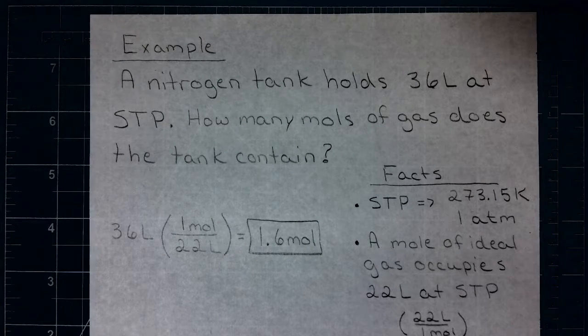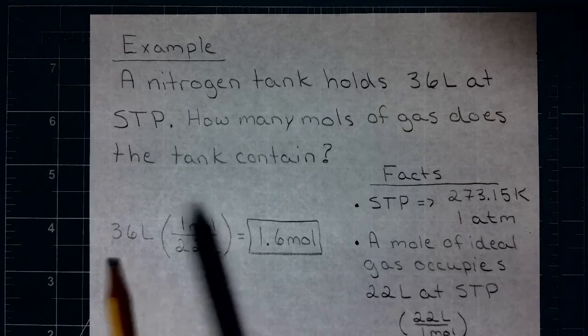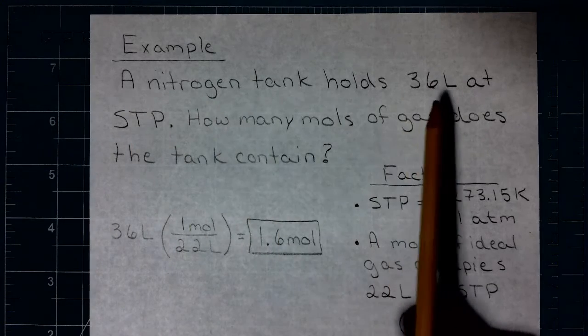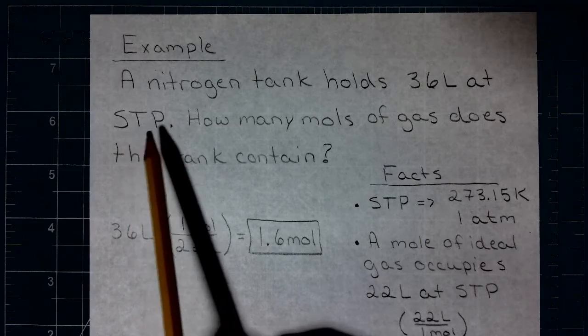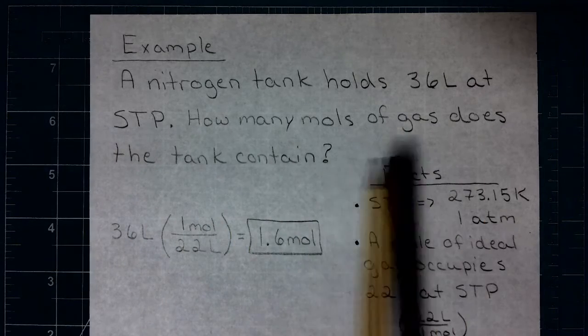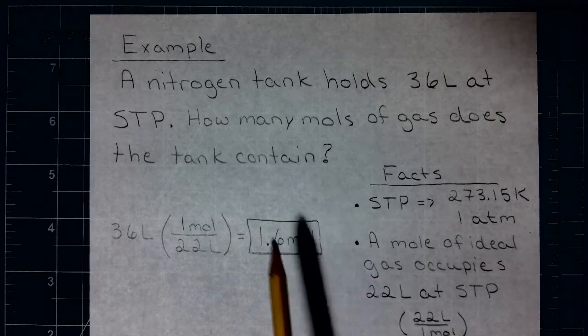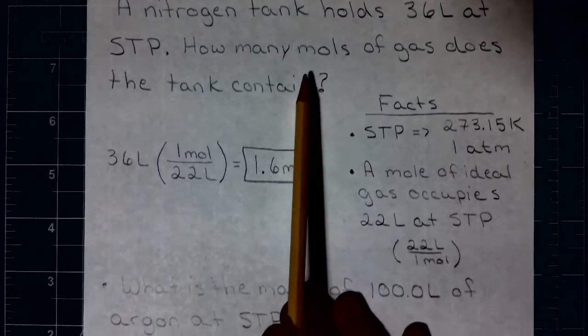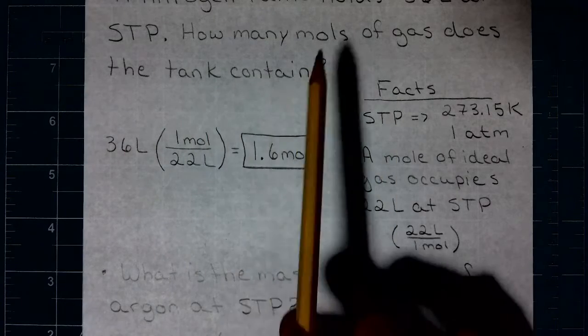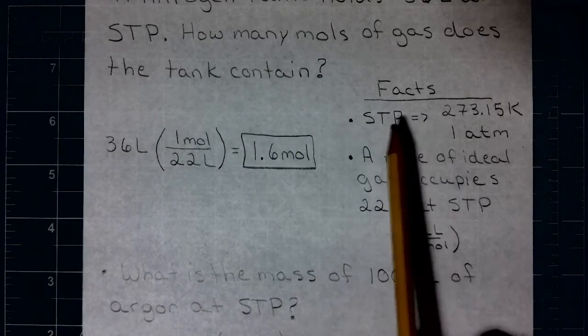Let's take a look at an Avogadro's law problem. In this example, a nitrogen tank holds 36 liters at STP, which stands for standard temperature and pressure. How many moles of gas does the tank contain? So we need a couple of facts here before we are able to tackle this problem. It doesn't seem like we have enough information yet.